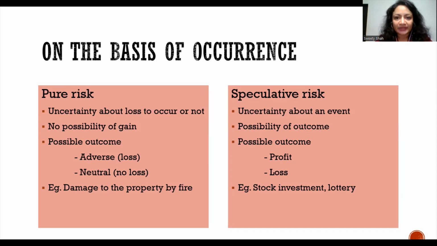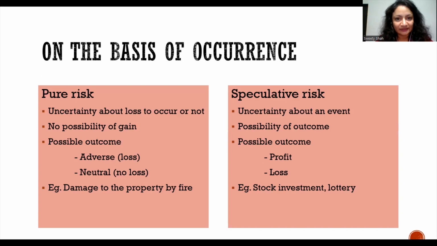Another example of speculative risk can be a lottery. A person purchases a lottery ticket at, say, 100 rupees and wins a prize of 1 lakh. Over here, this person has definitely overcome the risk and his speculation has resulted in a gain.